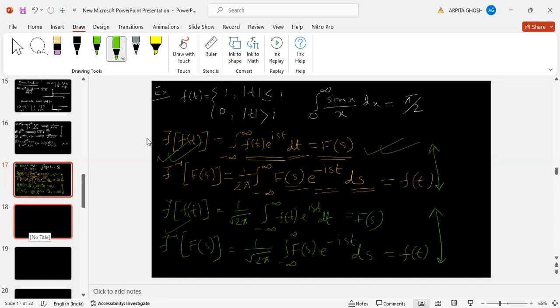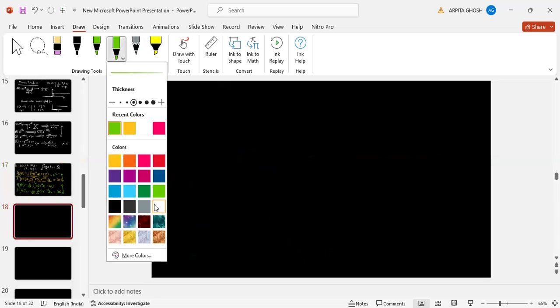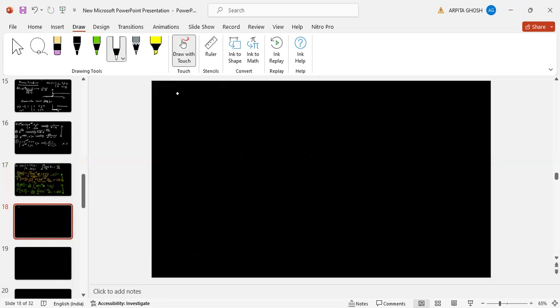Okay, now we were doing this problem. f(t) was equal to 1 for |t| ≤ 1 and 0 for |t| > 1. The second part we will see afterwards. For the second part, we will have to use the Fourier inversion formula.